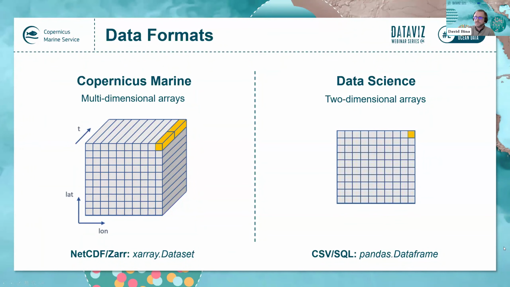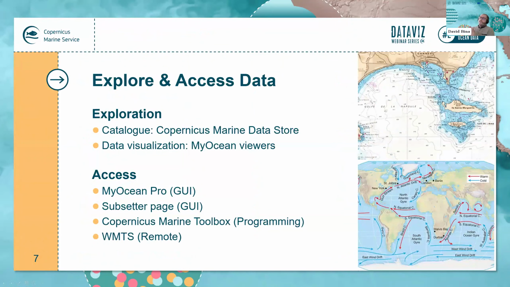So that was just a scheme. And now we are going to speak about how to explore and access data. For the exploration, there are two main ways to do so. We can open the standalone catalog, which is called the Copernicus Marine Data Store, but also we will see that we can go on MyOcean viewers, and especially MyOcean Pro, to open the catalog and visualize data before downloading it.